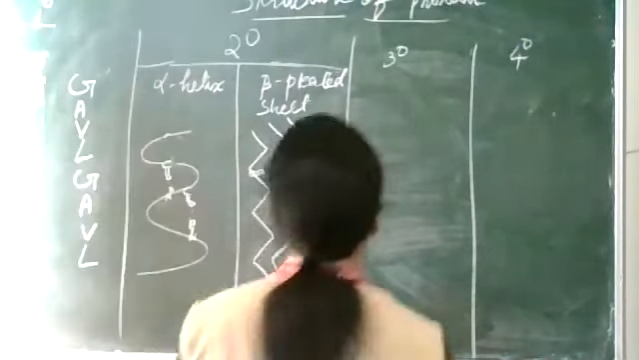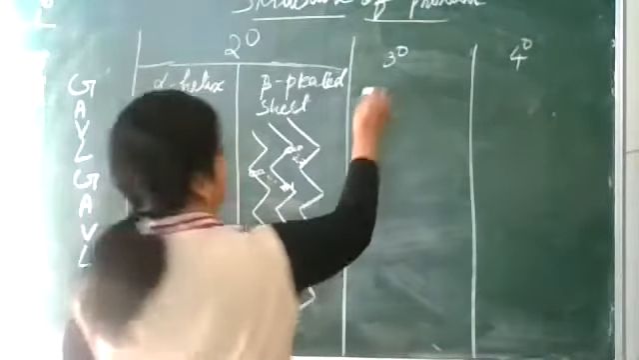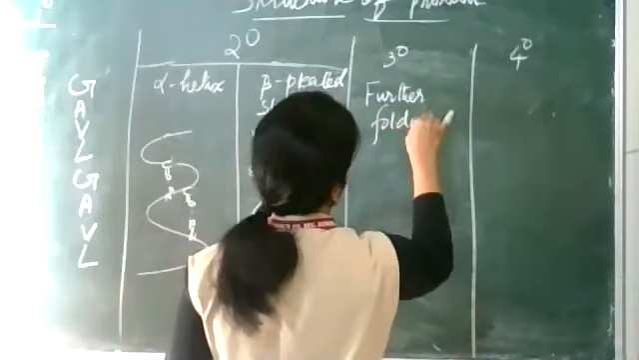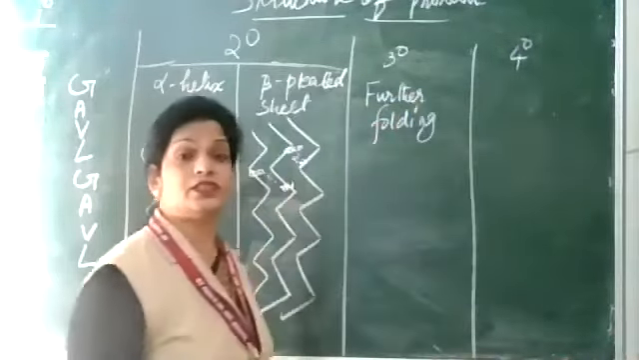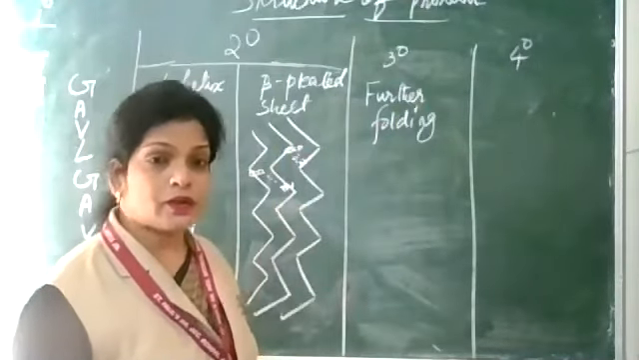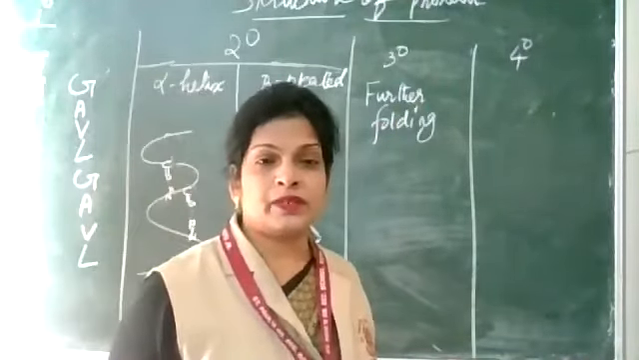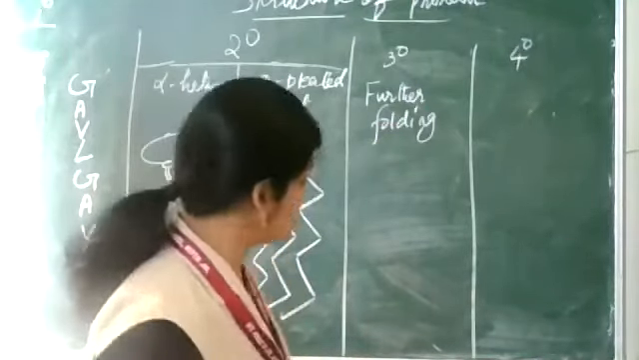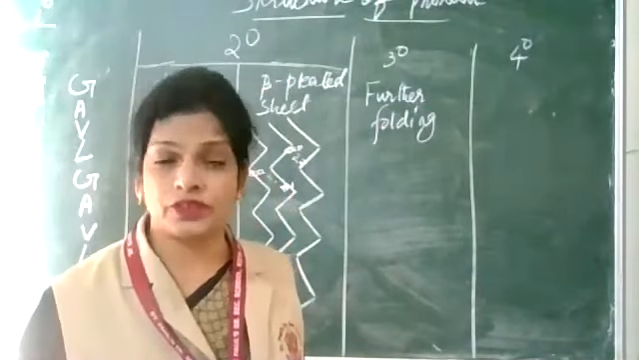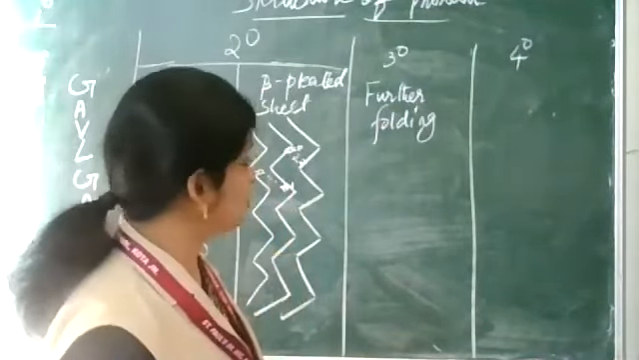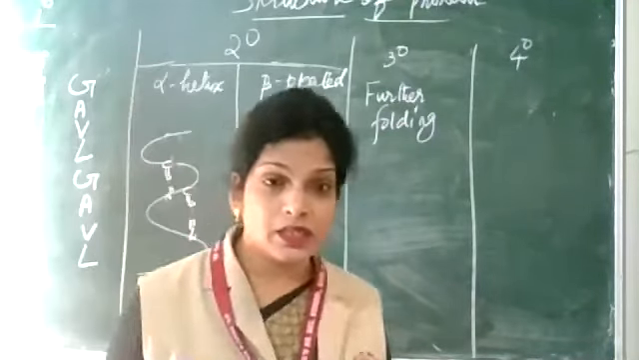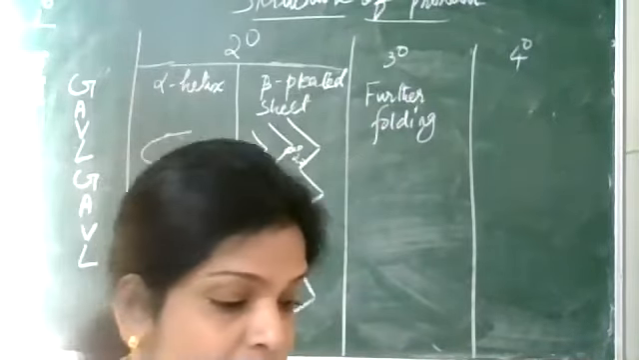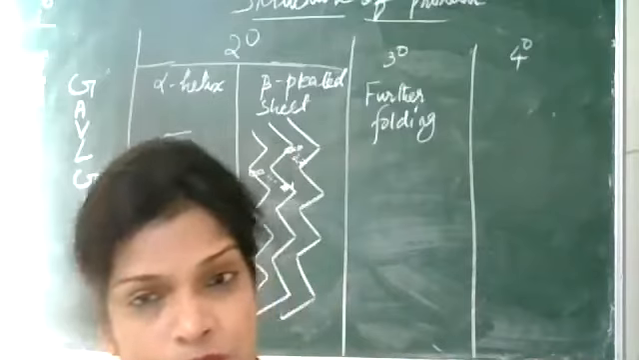Now, tertiary structure. Further folding of the secondary structure will give tertiary structure. Here also hydrogen bonds will be there between CO and NH. There may be van der Waals forces, electrostatic forces, all types of forces. These chains are held together by hydrogen bonds, disulfide linkages, van der Waals forces, and electrostatic forces.